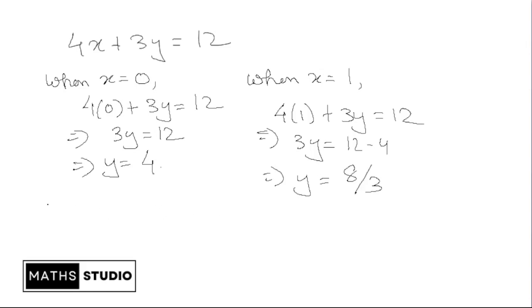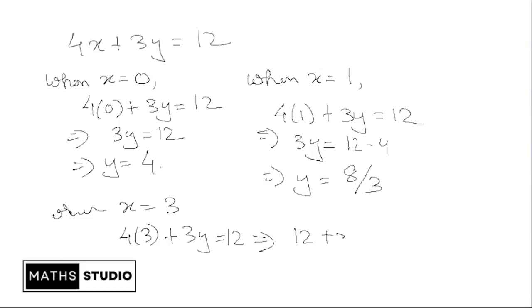We can have another value, say when x equal to 3, then what will happen? 4 into 3 plus 3y equal to 12. This implies 12 plus 3y equal to 12. This implies 3y equal to 0. This implies y equal to 0.